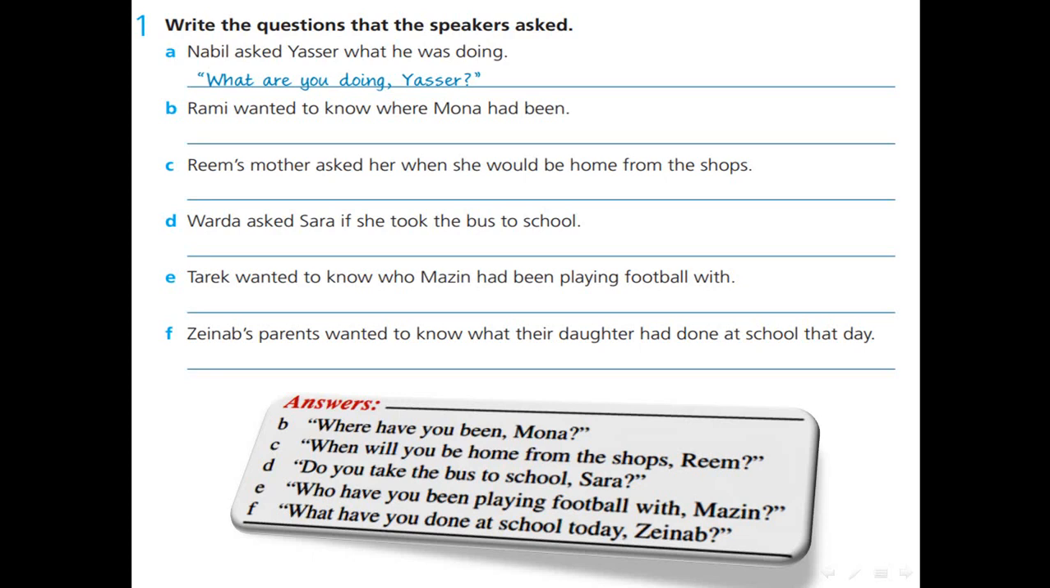Number E. Tariq wanted to know who Mazen had been playing football with. So Tariq says, who have you been playing football with, Mazen? Number F. Zainab's parents wanted to know what their daughter had done at school that day. So they asked her, saying, what have you done at school today, Zainab?